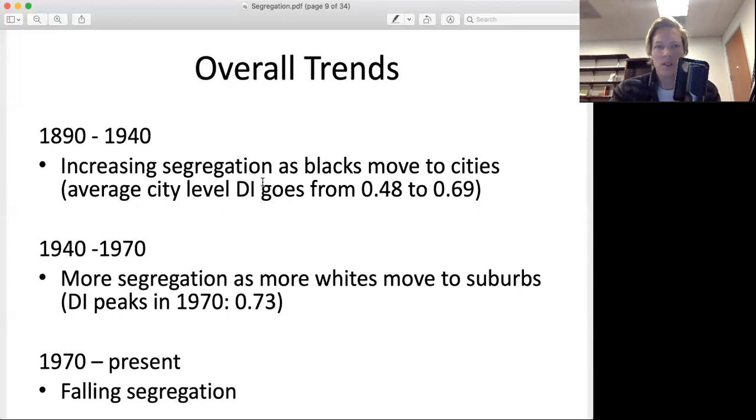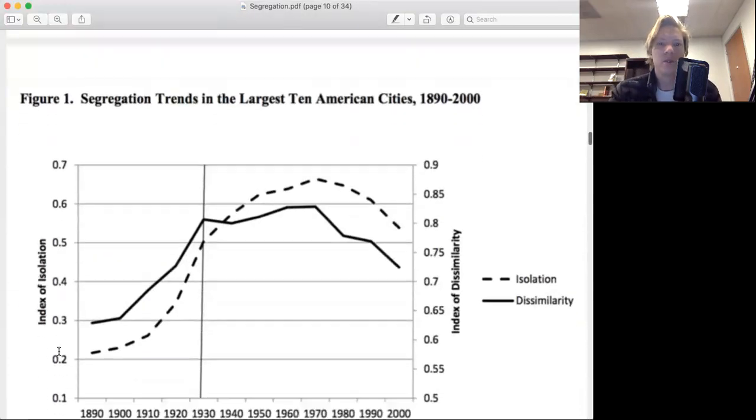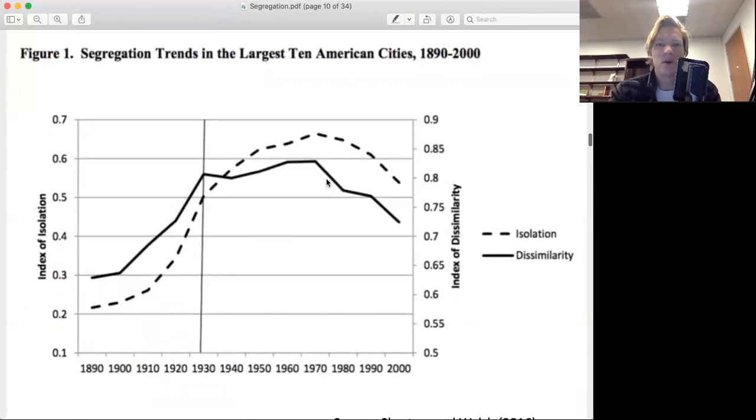And so our dissimilarity index for American cities goes from 0.5 to about 0.7. This intensifies during the 1970s as we have more white flight and more suburbanization of whites. And then it peaks in 1970. And then since 1970, it has been falling. So since 1970, our cities have become less segregated. Okay. So these are the overall trends.